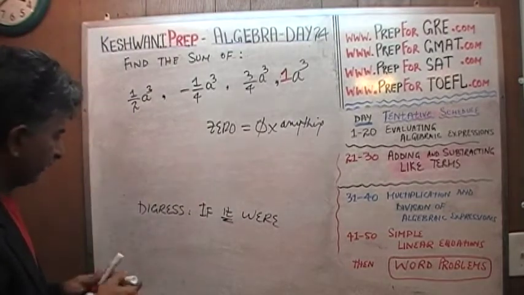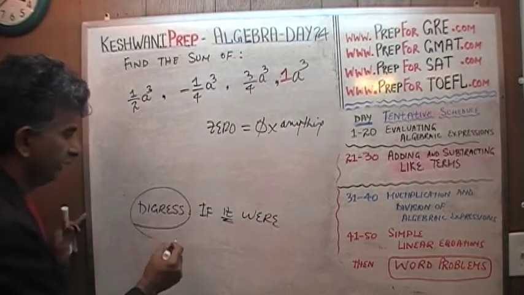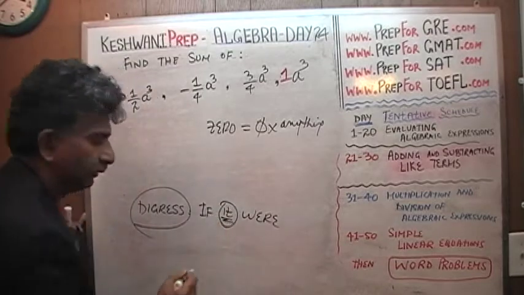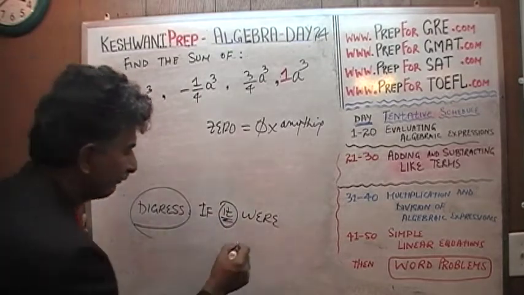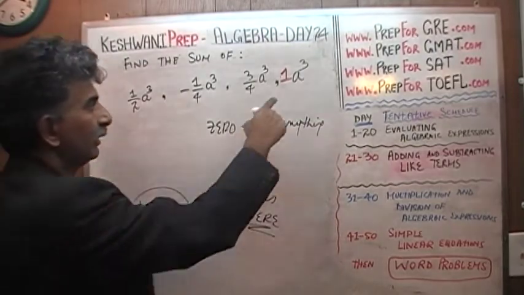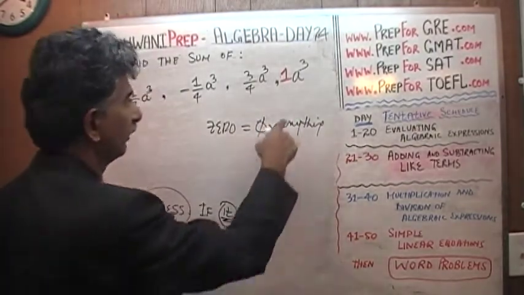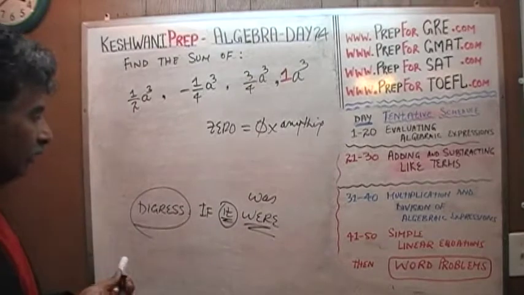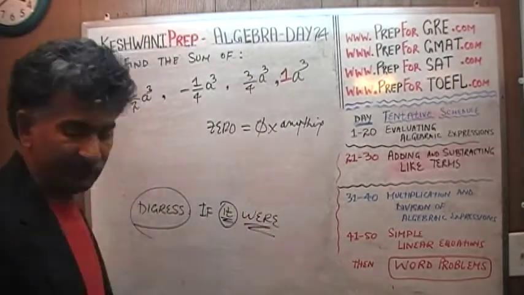Let's finish up this digression here. It's a singular pronoun, it. Why is it were? Why isn't it was? I said if it were zero, it wouldn't be there at all. The question is, why is it were?